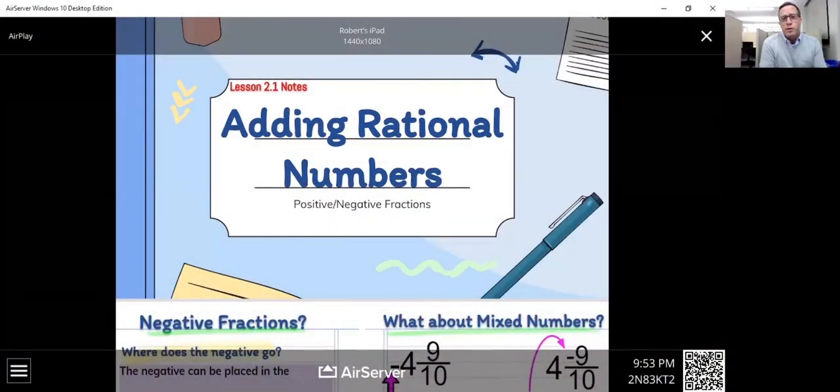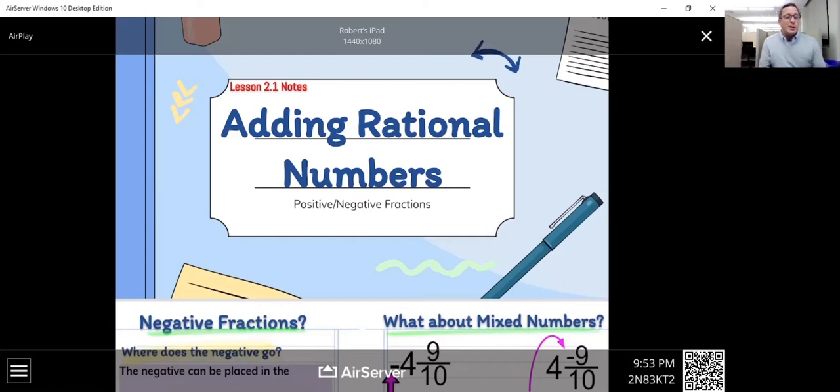We're just going to cover the basics about negative fractions. What makes a negative fraction, where the negative should go, and also where it shouldn't go. That's important. And how to deal with negatives when you have a mixed number. It's pretty simple, because this is stuff that I want to cover before we get too involved with the adding and subtracting part of adding rational numbers.